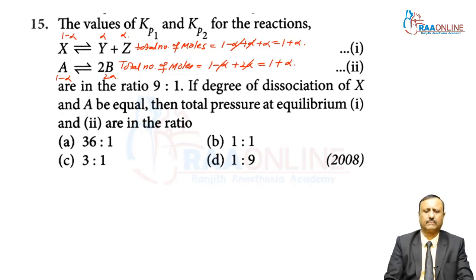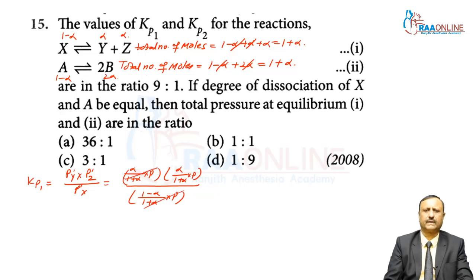So you can calculate the total number of moles also. Now we can see the Kp1 is equal to the partial pressure of Y times the partial pressure of Z upon the partial pressure of X. Now my dear friends, you can put in the values: alpha upon 1 plus alpha into P for Py and Pz, and Px is 1 minus alpha upon 1 plus alpha into P. Now my dear students, we can cancel this. You get alpha square into P upon 1 plus alpha into 1 minus alpha, that is the Kp1.